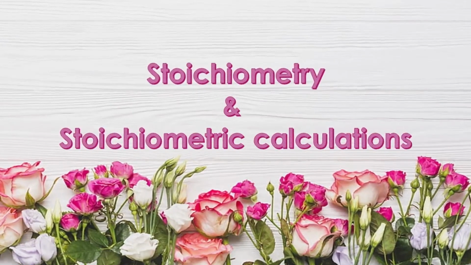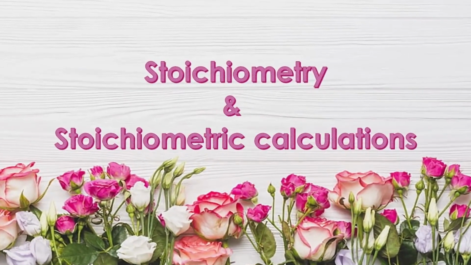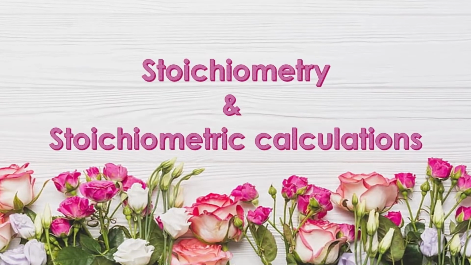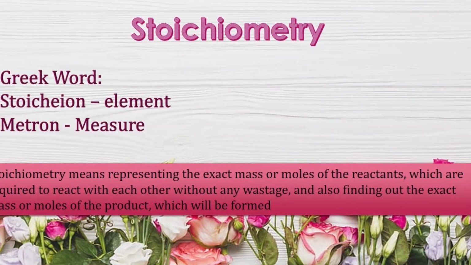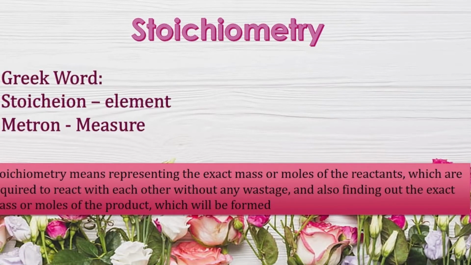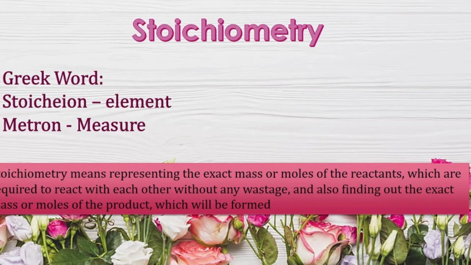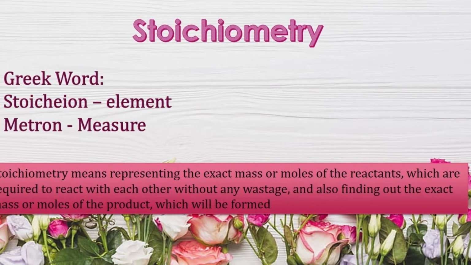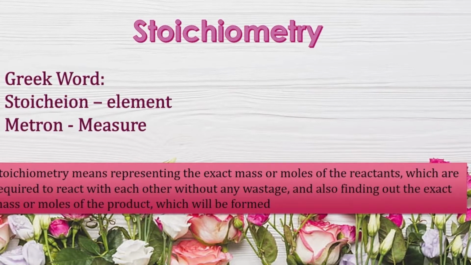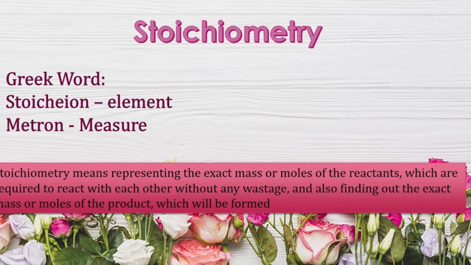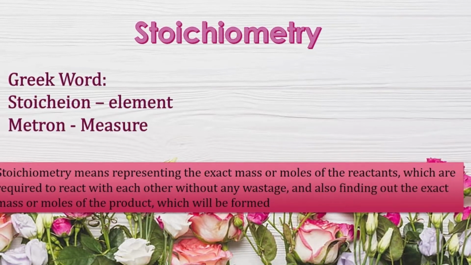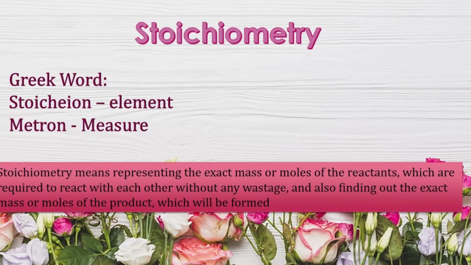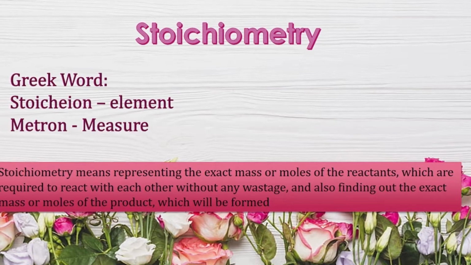Good morning, students. Today we are going to discuss stoichiometry and stoichiometric calculations. The word stoichiometry is derived from the Greek words, in which stoichion means element and metron means measure. The term stoichiometry gives the quantitative relationship among the reactants and the products in a reaction.